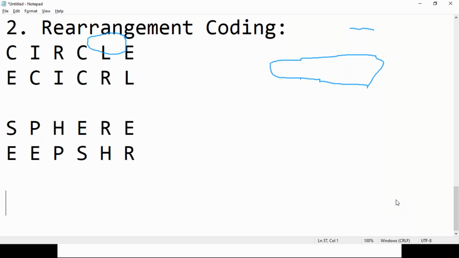Nearly 50 questions from both quant and reasoning together. Okay, be careful while preparing.